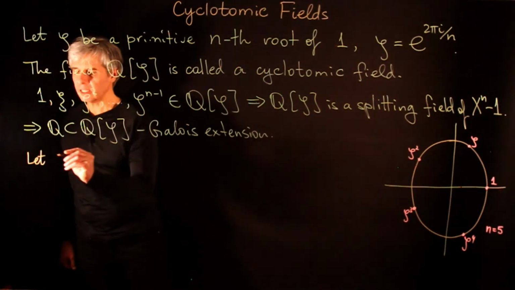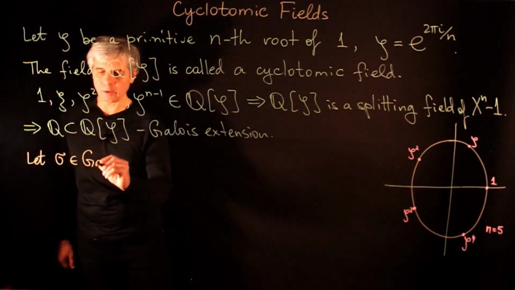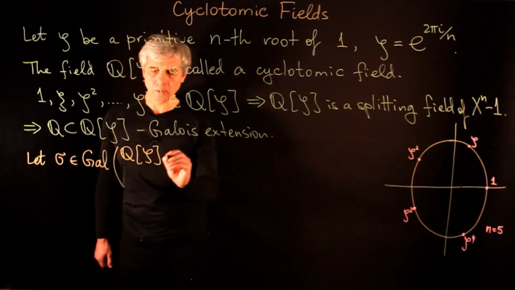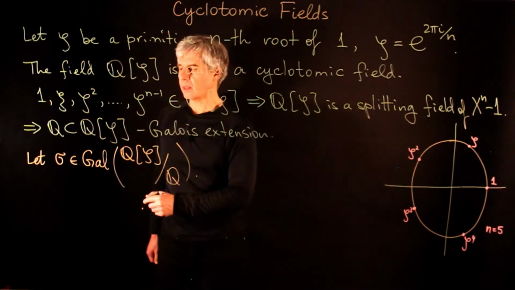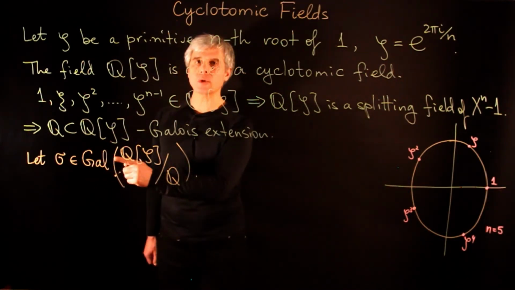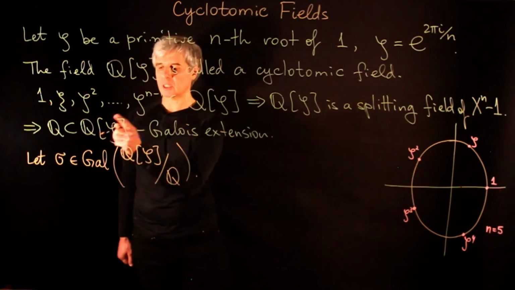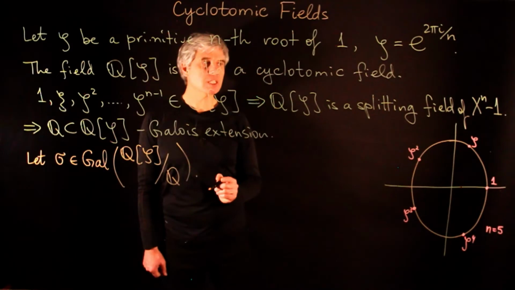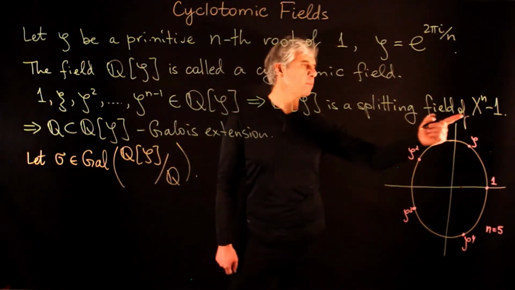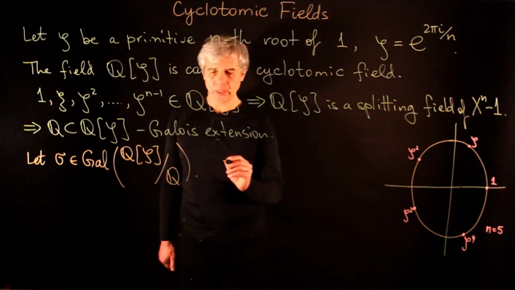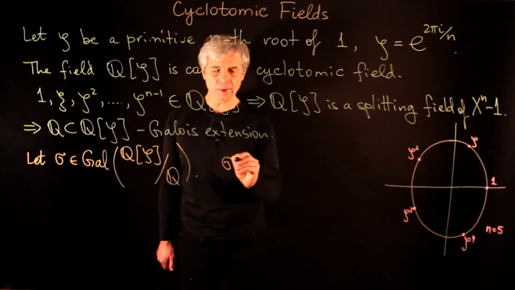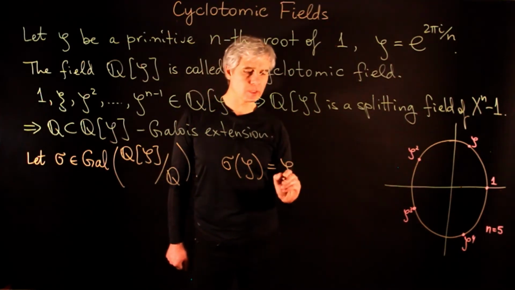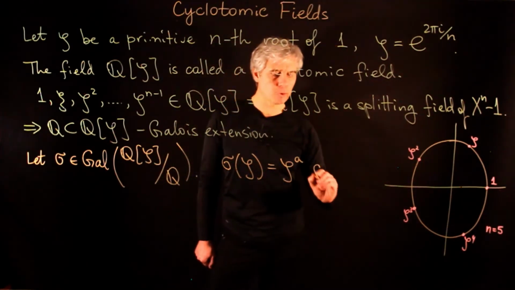Let sigma be an element of the Galois group of Q of zeta over Q. Then sigma is completely determined by its action on zeta, because zeta is a generator of this field. Moreover, sigma must permute the roots of the polynomial x to the n minus 1. This tells us that sigma of zeta must be another nth root of unity, so it can be written as zeta to the power a for some a.